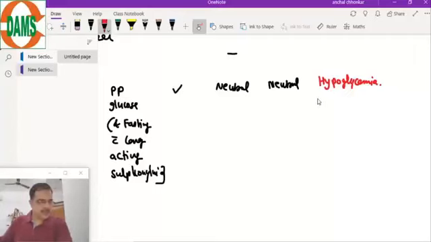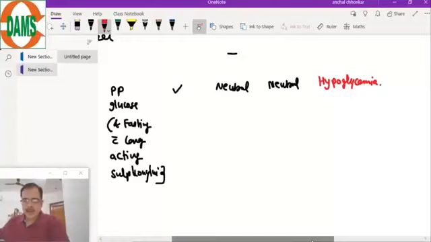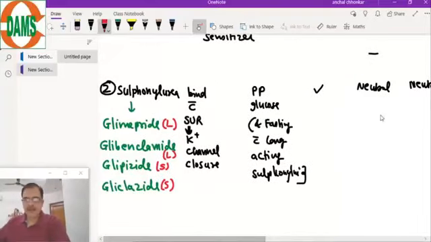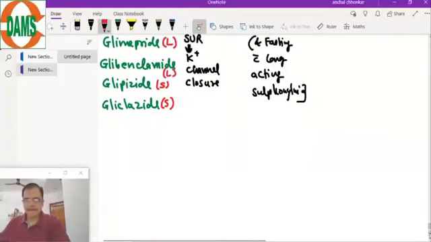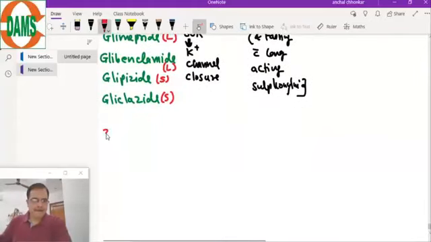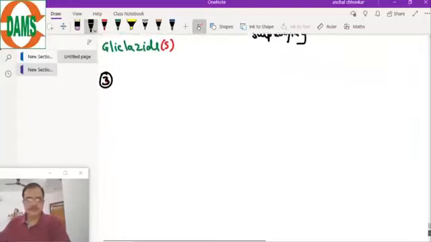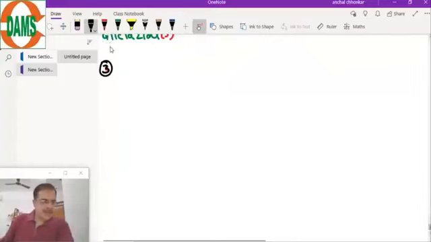Yes, closure means there will be depolarization, and depolarization means calcium entry will be there, and this will release the insulin. Now coming to the number third drug in the list. Number third drug is a group.